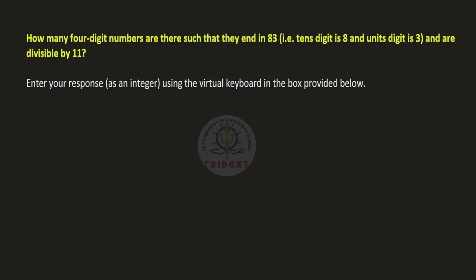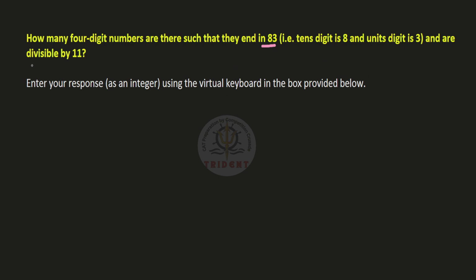Okay, let's look into this question. An interesting question. The question says, how many 4-digit numbers are there such that they end in 83? That is, the tens digit is 8 and unit digit is 3, and are divisible by 11.